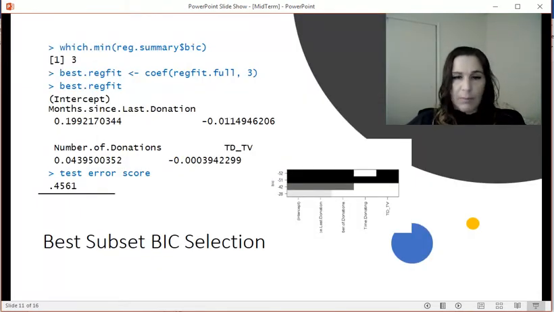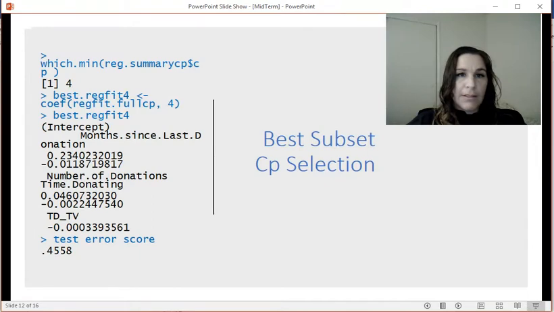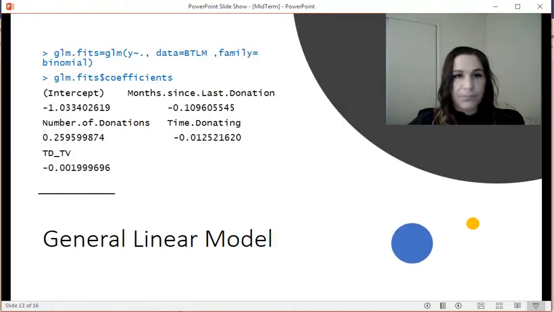So because of this small data set, we used best subset BIC selection, where we significantly lowered the test error score, and we did Mallow's CP selection on that same data set, and came up with the full 4 metrics that you have here, which is the intercept, months since last donation, number of donations, total time donating, and total donations times the total volume. The best scoring model was a general linear model that included all 4 factors, and we put this model forward as the best predictor of when people will donate blood.